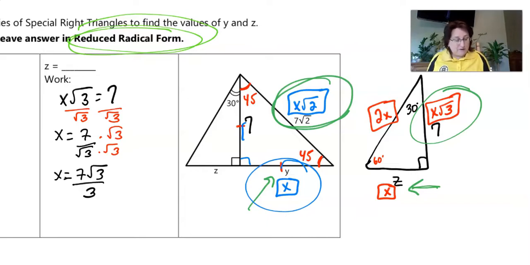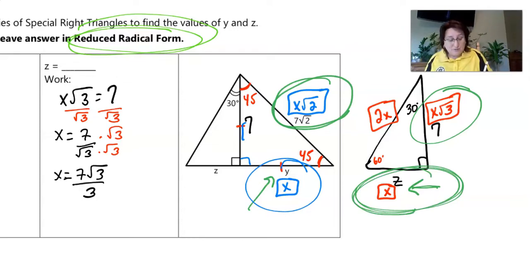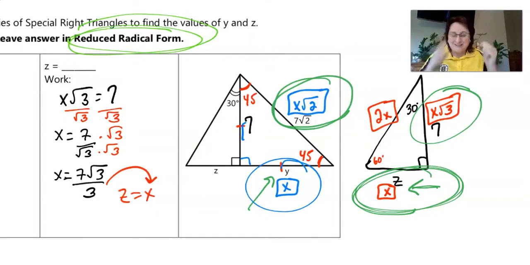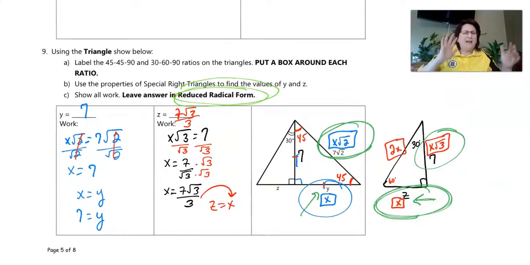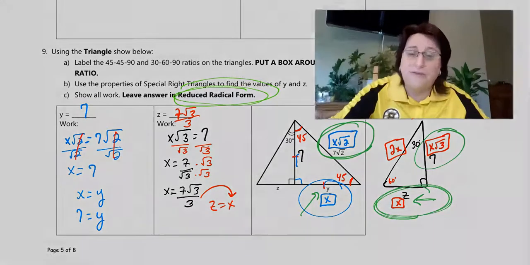Now that means that if we go back over here and look at our 30, 60, 90 triangle to solve for z, z equals x. So if z equals x, then z equals, yes, you guessed it, 7 square root 3 over 3. Now, again, I know that this was a lot of information. This particular problem especially, we had two separate triangles. We have to separate the ratios. So guys, just remember, do one triangle at a time, and then you can use the information from one triangle to help you solve the next.